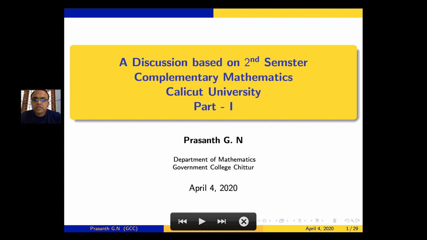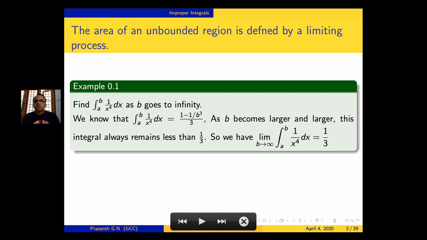Hi all, this is basically a discussion for second semester complementary mathematics students, on the second module. Let us see how we find the area of an unbounded region using a limiting process.